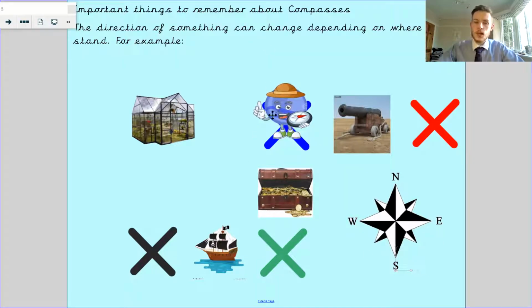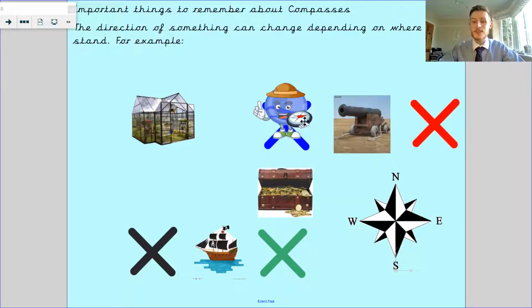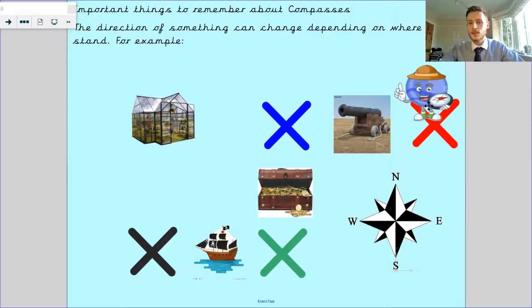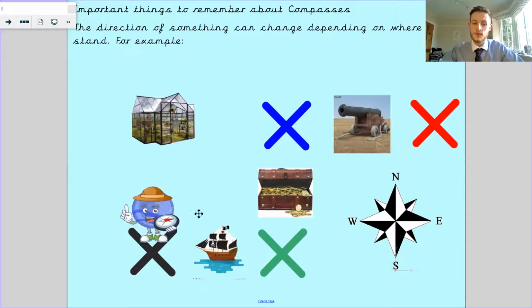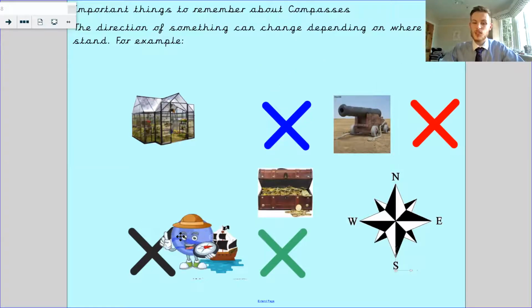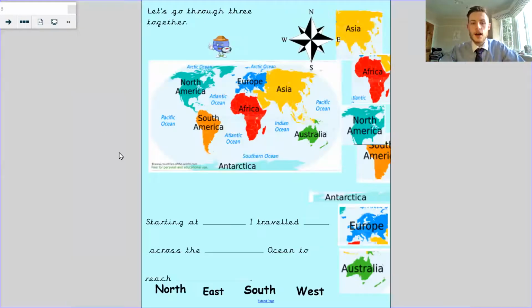Let's try another one. If I stay on the blue, which direction is the cannon? The cannon is E for east. But if I stand on the red, where is the cannon now? It's W, it's west. So you see how these places haven't moved, but I have moved onto different areas of my little map, and each time I move, it's a different direction. That's worth remembering.